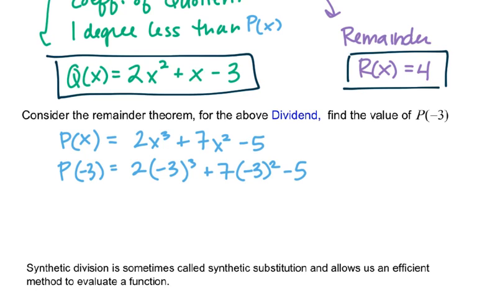If I plug negative 3 into my function, what value do I get when I simplify it? Plugging in negative 3 and simplifying this expression on the right, I end up with 4. That's the connection to the remainder theorem, and that's why we sometimes call this synthetic substitution as opposed to synthetic division. Essentially I plugged in negative 3, I got out 4, and I used those other coefficients to create a quotient.